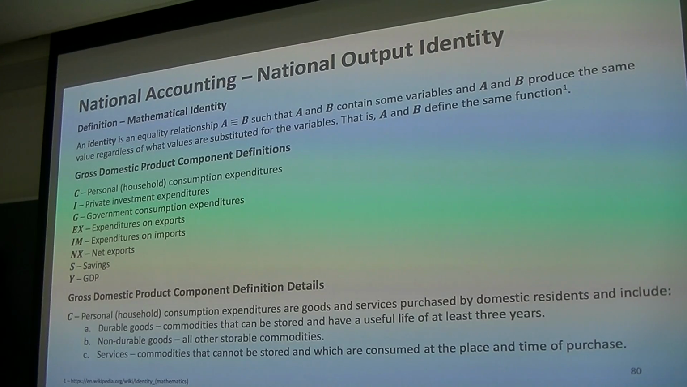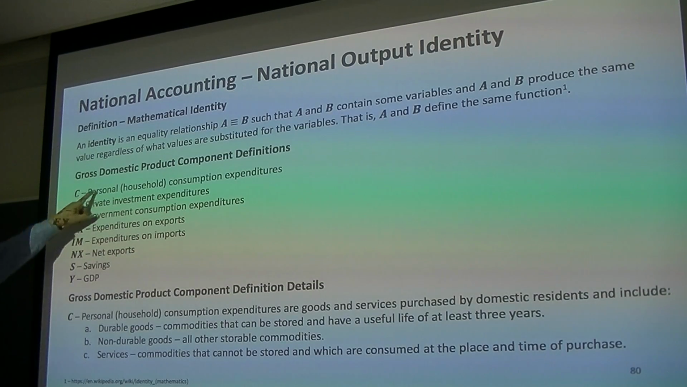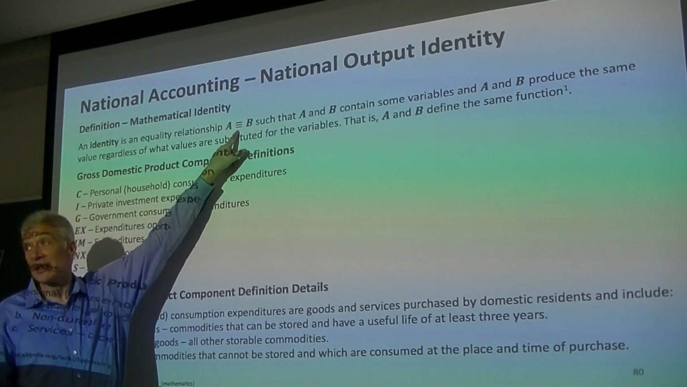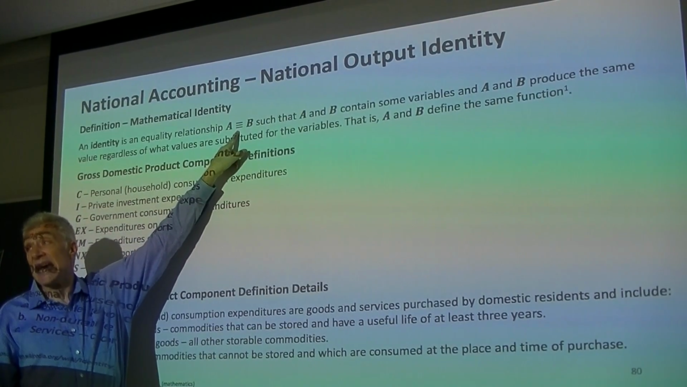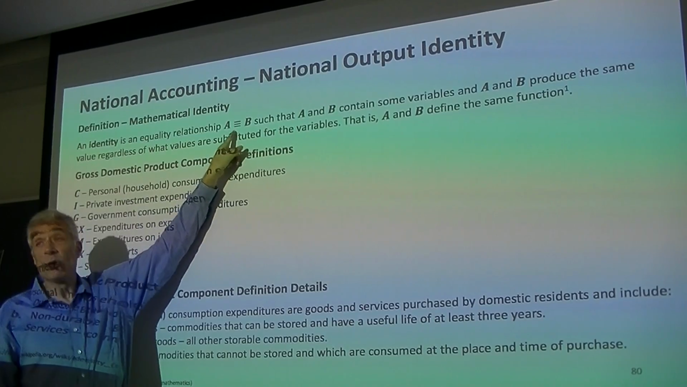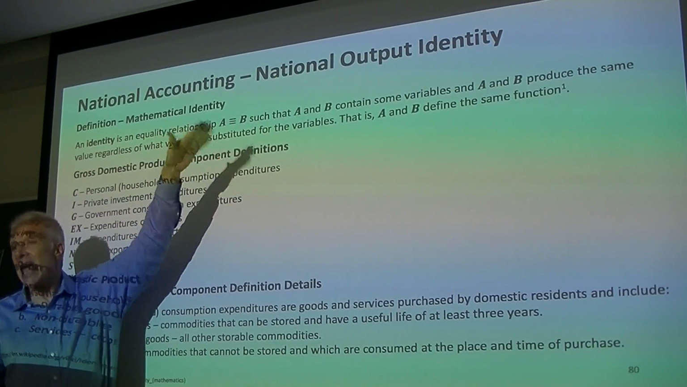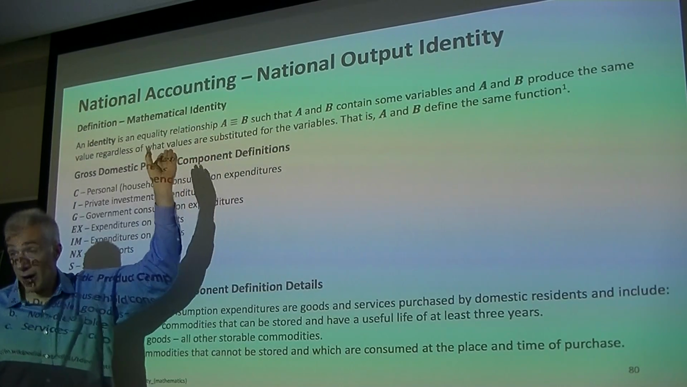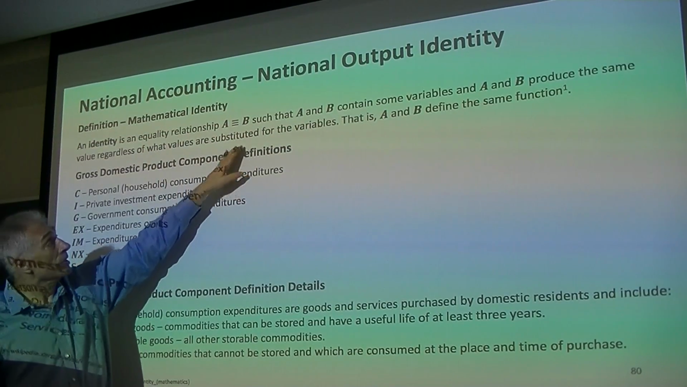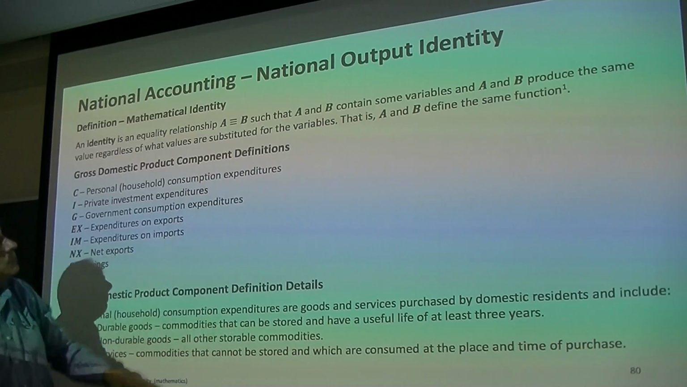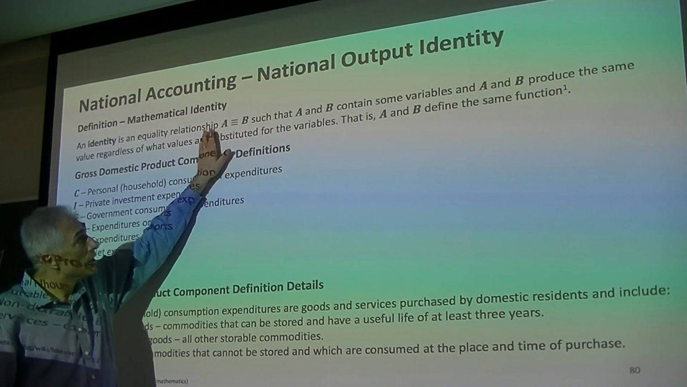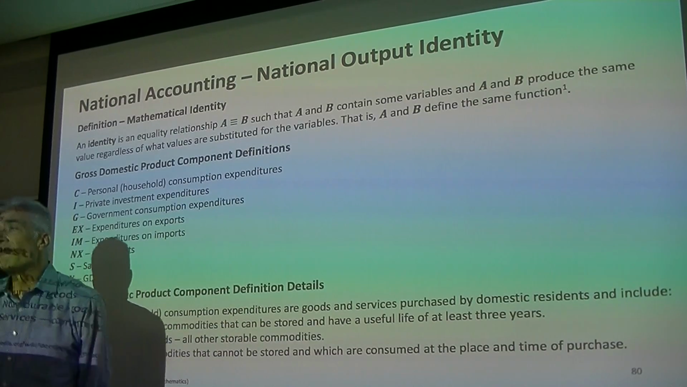An identity is a mathematical relationship, and you see that it's an equals sign. That means it's an identity. Equal means that something is the same, that they're related. What this says is that they produce the same value regardless of what values are substituted. They define the same function.